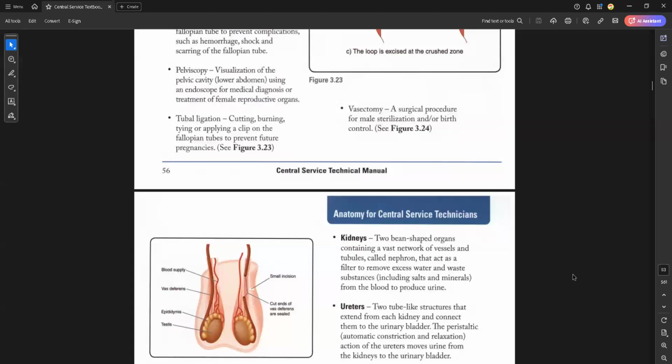Stop there. Thank you. Vasectomy: a surgical procedure for male sterilization and or birth control. If a man doesn't want to impregnate anyone, they can do their own thing, so that there will not be any. Okay. Let's go to the next system.